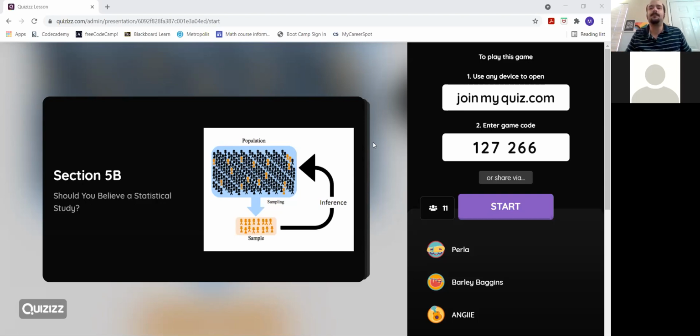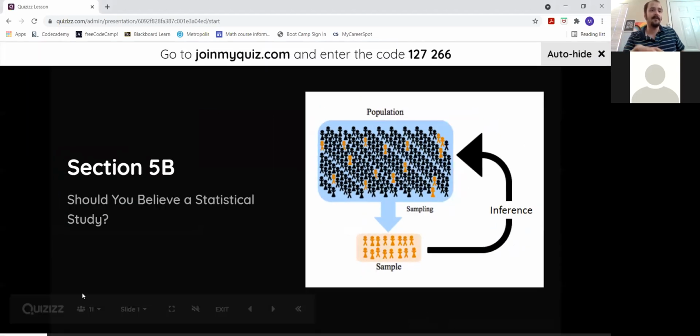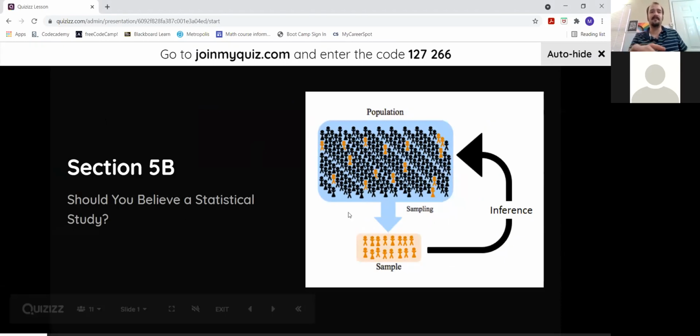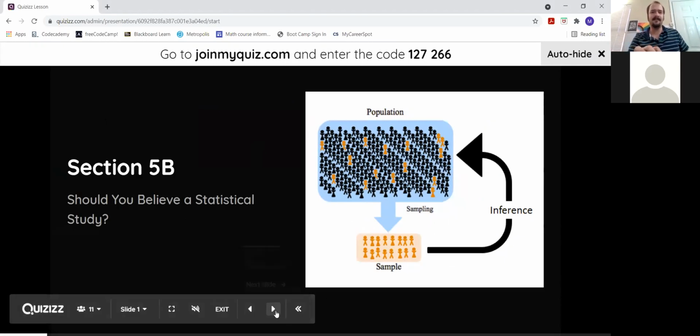Okay. So in this section, what are we doing? We are continuing talking about statistics. This section is called Should You Believe a Statistical Study? They give us a few criteria, 8 different things to think about when we look at a study.